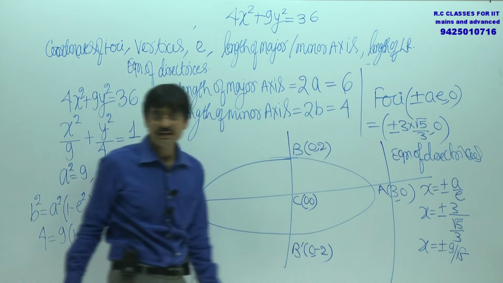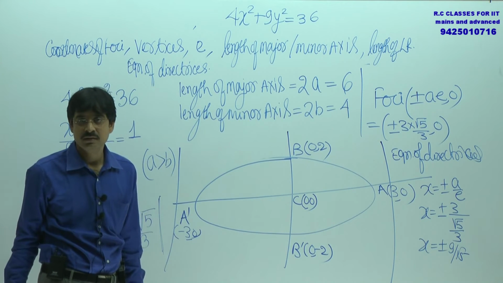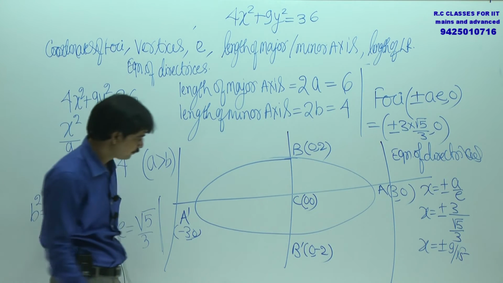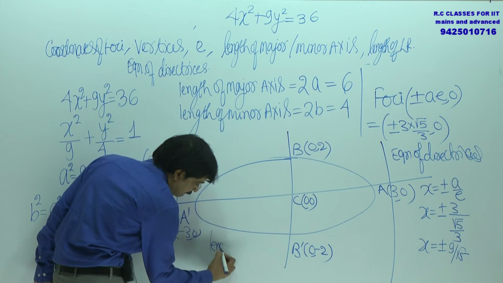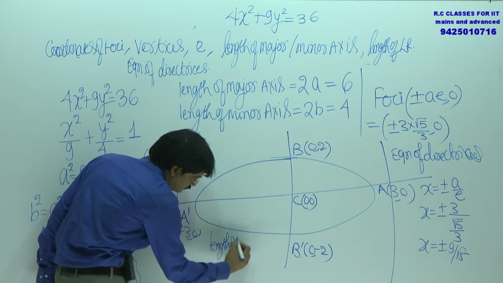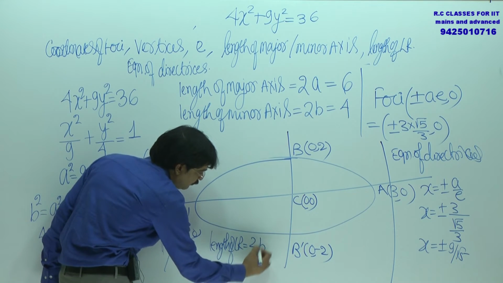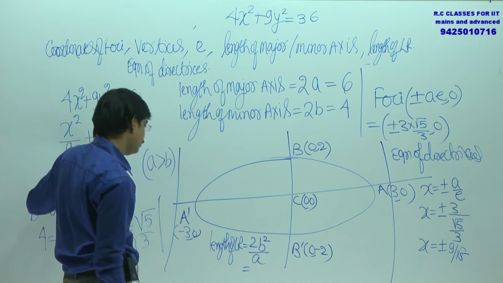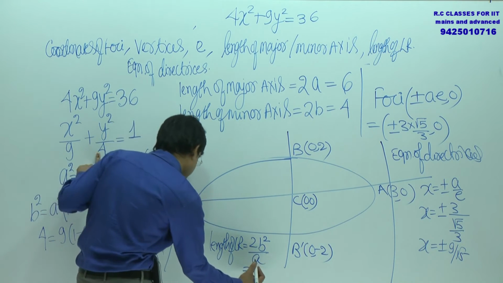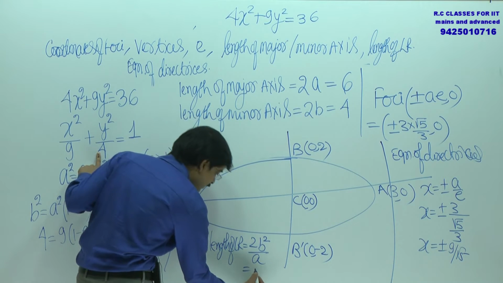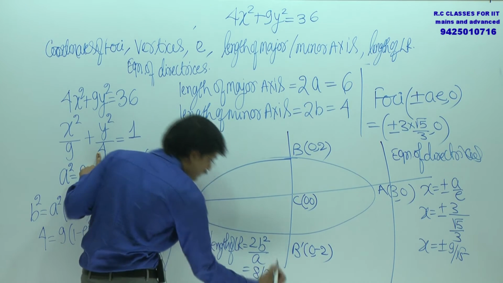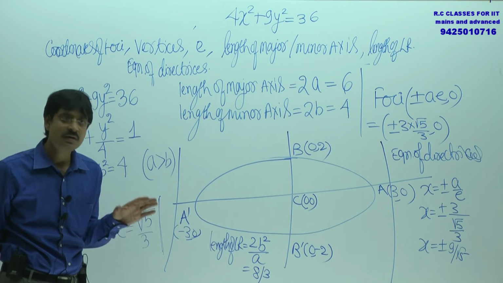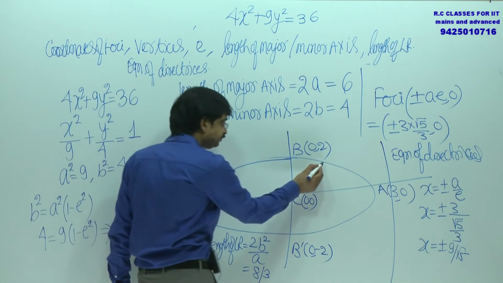What about the length of latus rectum here? Length of latus rectum is twice of b square by a. B square is 4 there. 2 into 4, 8 divided by 3. 8 by 3, okay. And here also you can find out the extremities of the latus rectum.